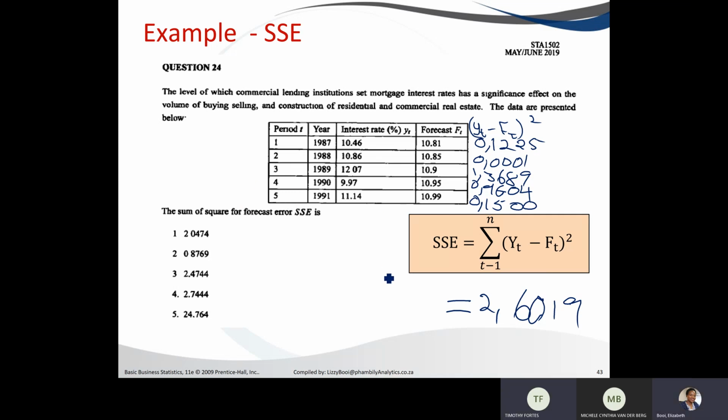Yes, 11.14 minus 10.99 equals, square the answer, equal. Oh, yes. So 0.0225. So the last one should be 0.0225. Yes, okay.